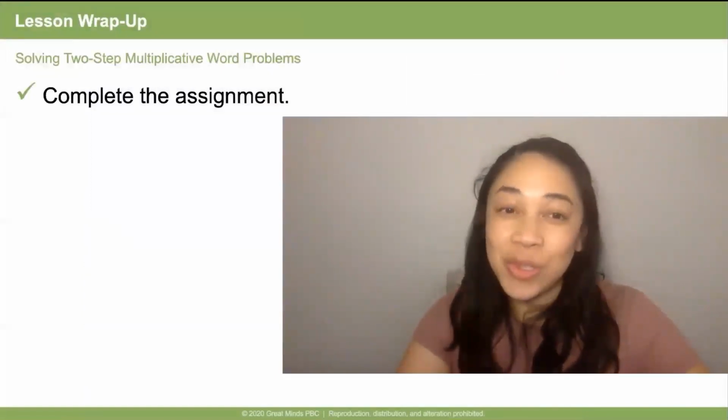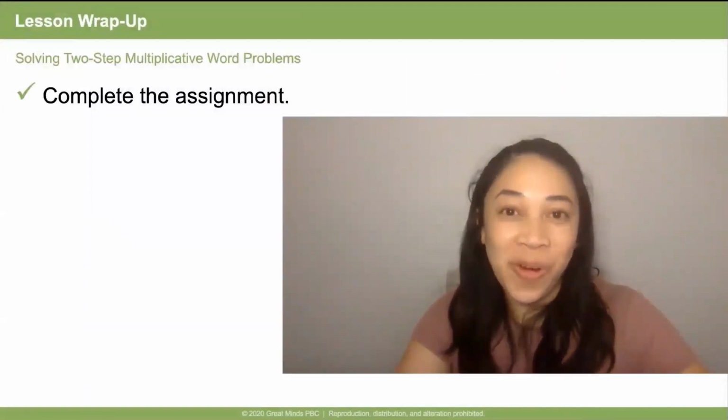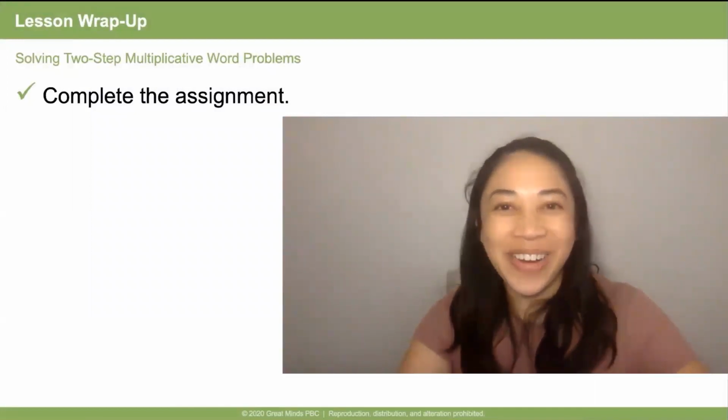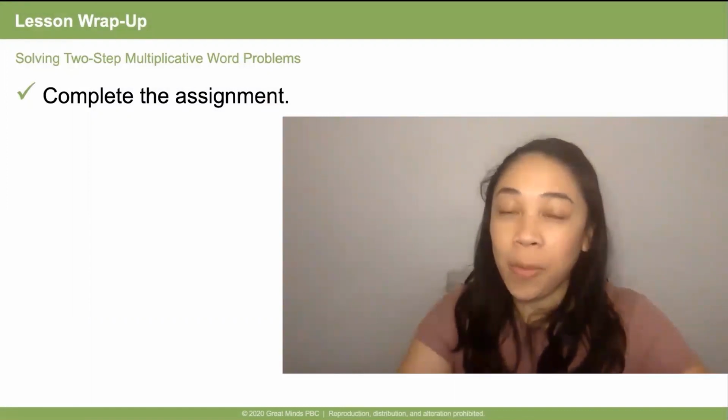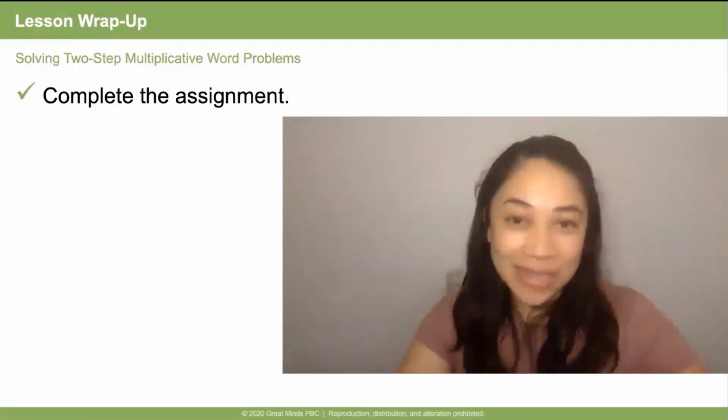Today, we solved 2-step multiplicative word problems. Excellent work. Be sure to check in with your teacher, especially regarding problem 4 of your problem set.